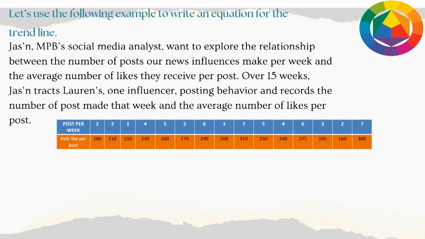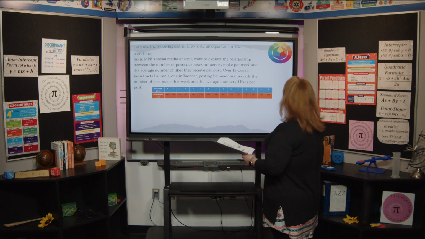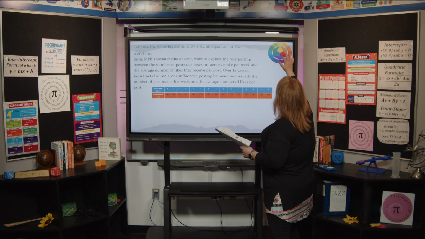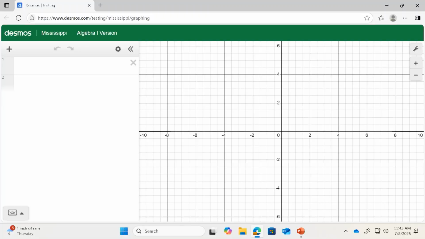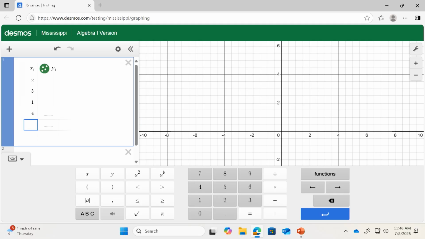The next thing we want to do is look at this table and plug it into our Desmos. So I'm going to pull my Desmos up. There we go. And I'm going to plug my table in. So I've got 2, 3, 1, 4, 5, 2, 6, 3, 7, 5, 4, 6, 3, 2, 7.